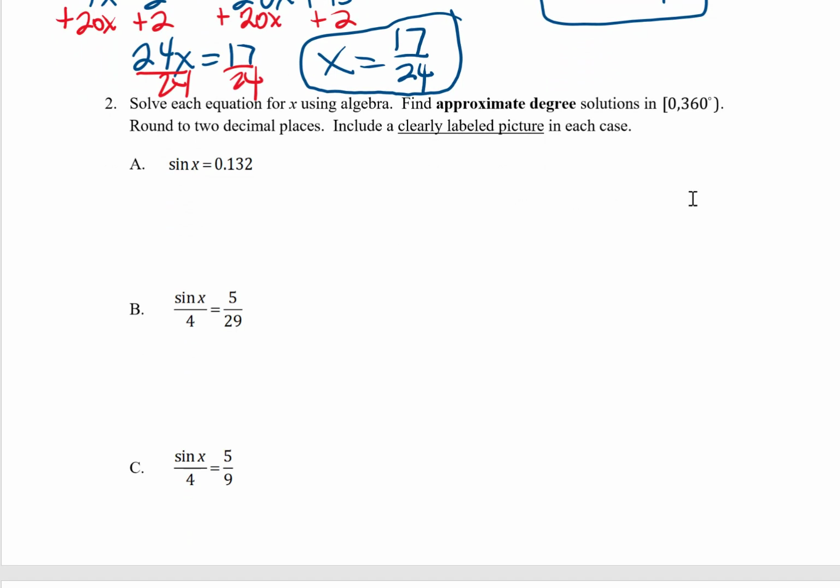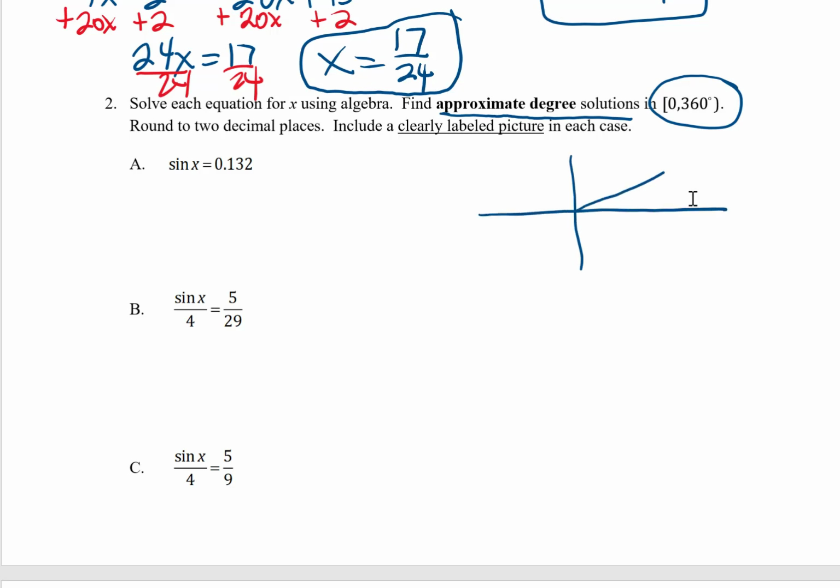Problem number 2. I want to solve each equation for x. I am finding approximate degree solutions, and only ones within one period, between 0 and 360 degrees. Part A, sine x equals 0.132. It's already in the right format. I need to find all the solutions within one period. Let's draw ourselves a good picture.